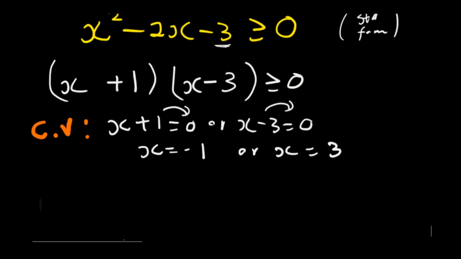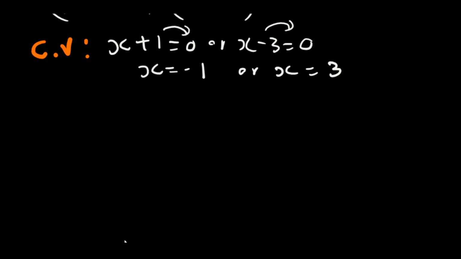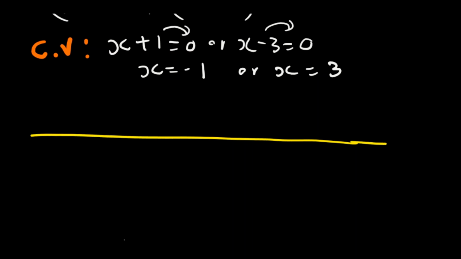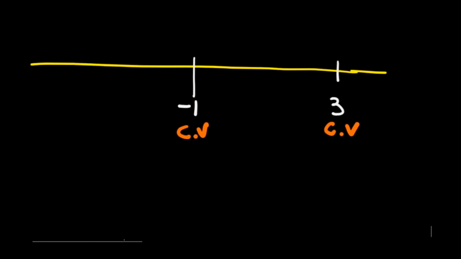Then from here, you go to your number line, you draw your number line, and then you indicate your critical values, right? So you have a critical value of minus 1 and your critical value of 3, right? So I'm just going to indicate that these are critical values.